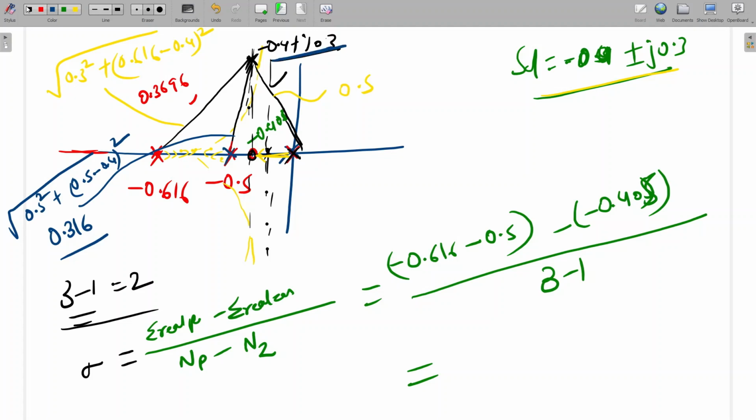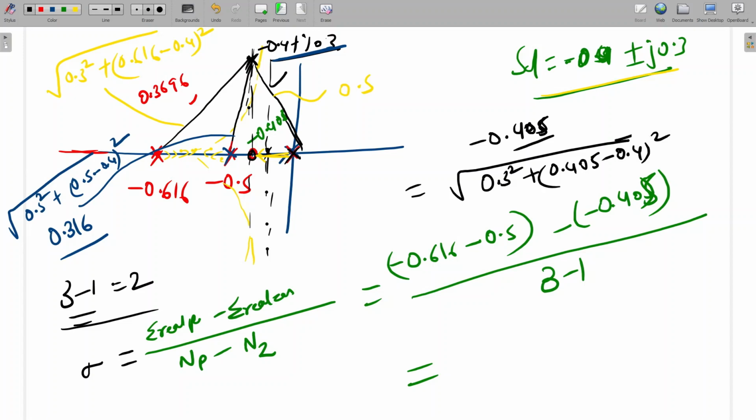From the zero, what will be the distance? Our zero is at minus 0.405, which is greater than 0.4. So the zero distance will be equal to the square root of 0.3 squared plus (0.405 minus 0.4) squared. It will be almost equal to 0.3 only, but a small portion for the zero I have also taken. Is it clear to all up to now?